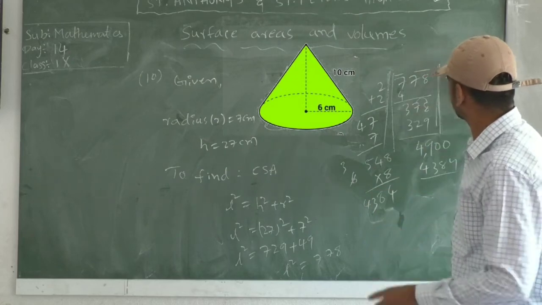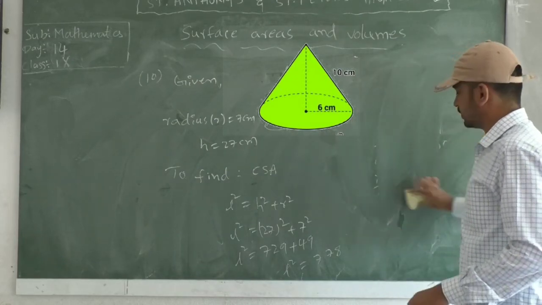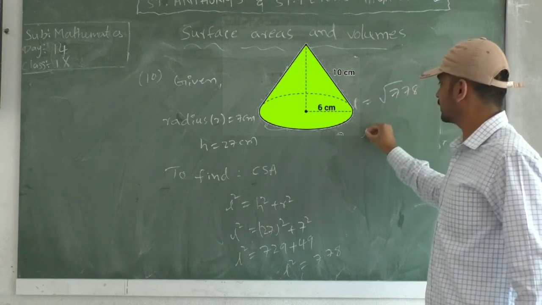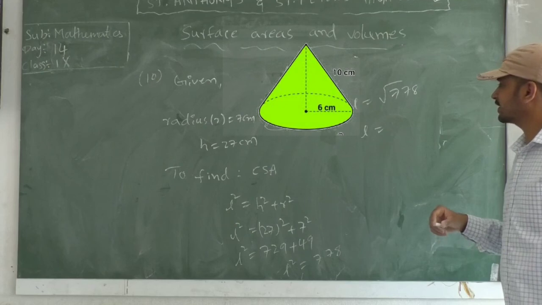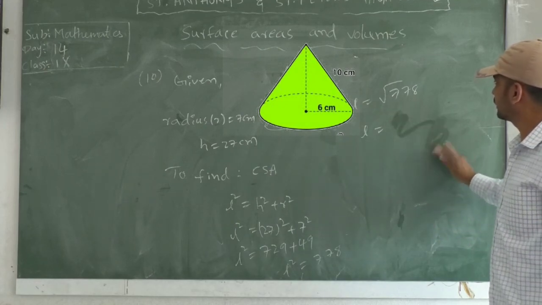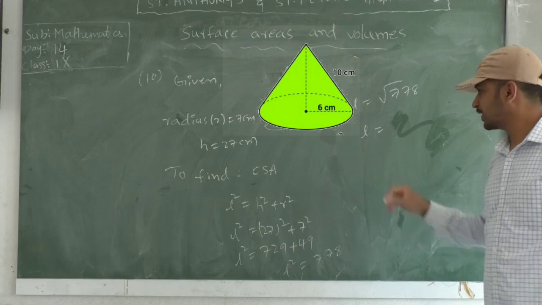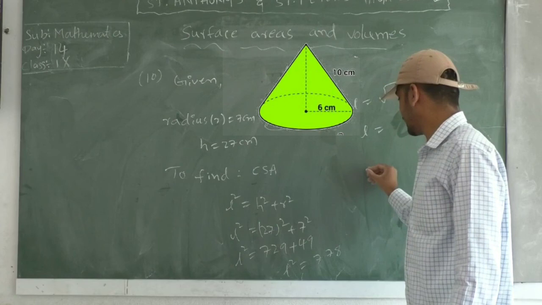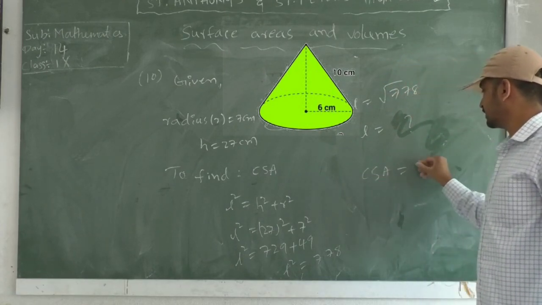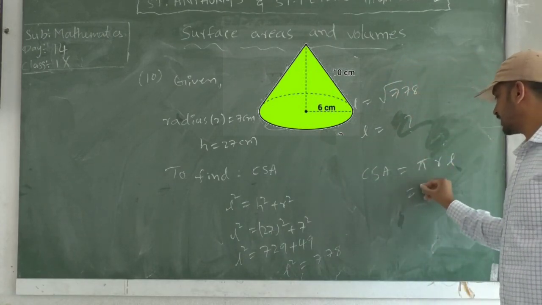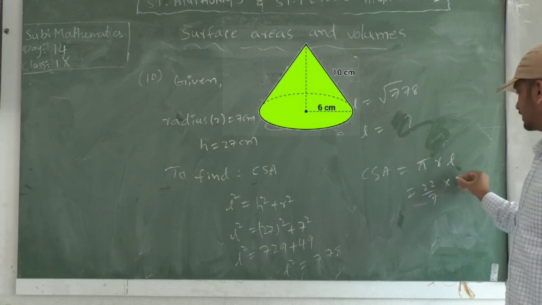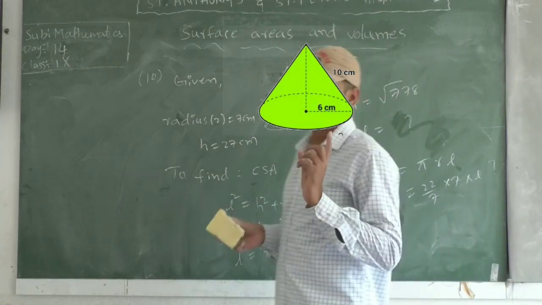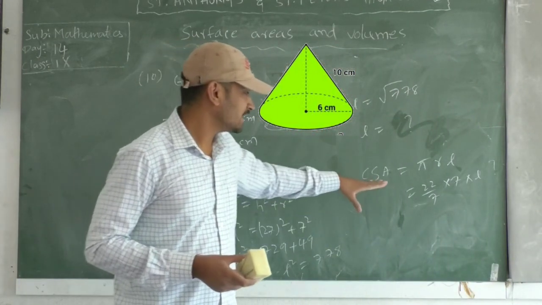So what do we get? L equals the square root of 778. If you simplify, as we already did, you will get the L value. After getting L, we have to find pi r L. CSA equals pi r L. We know pi is 22/7, r is given as 7, into L. By substituting the L value, we will get the CSA of one cone.